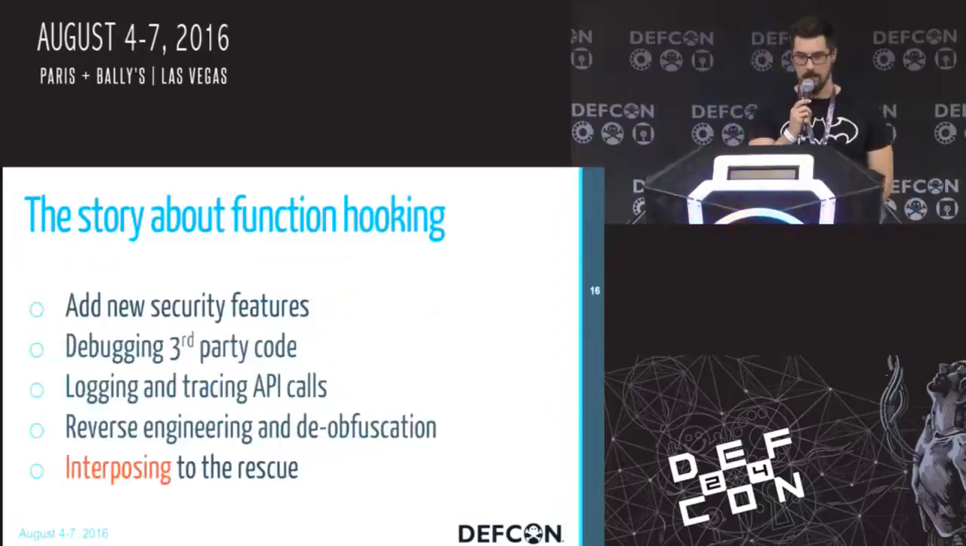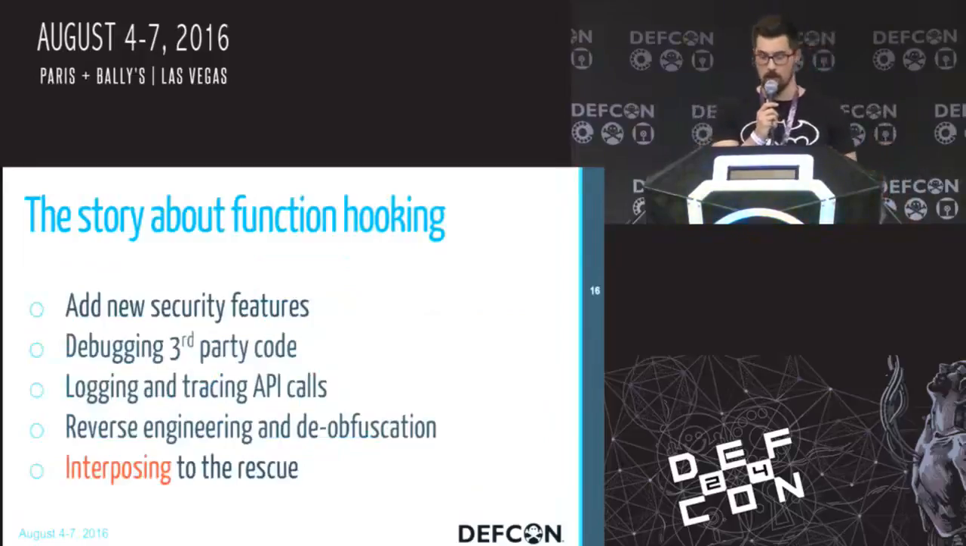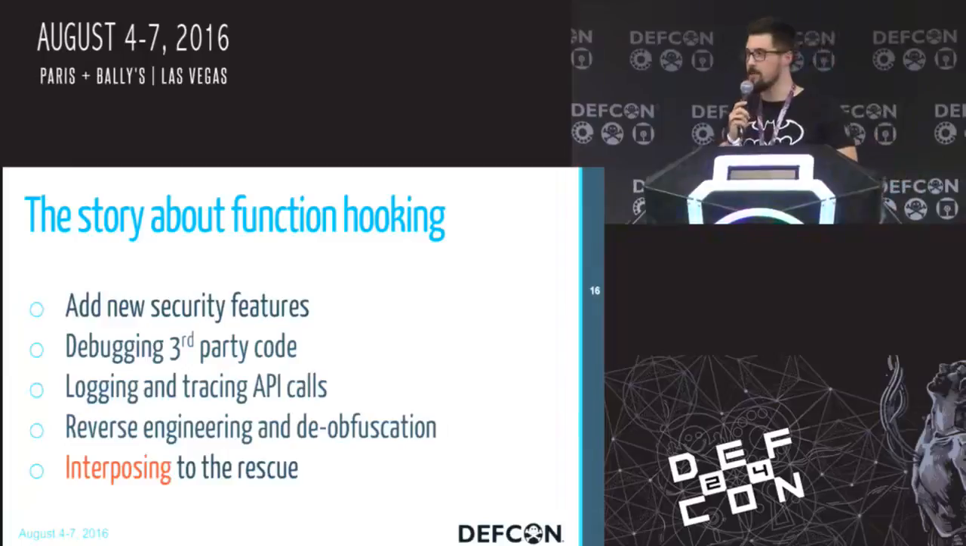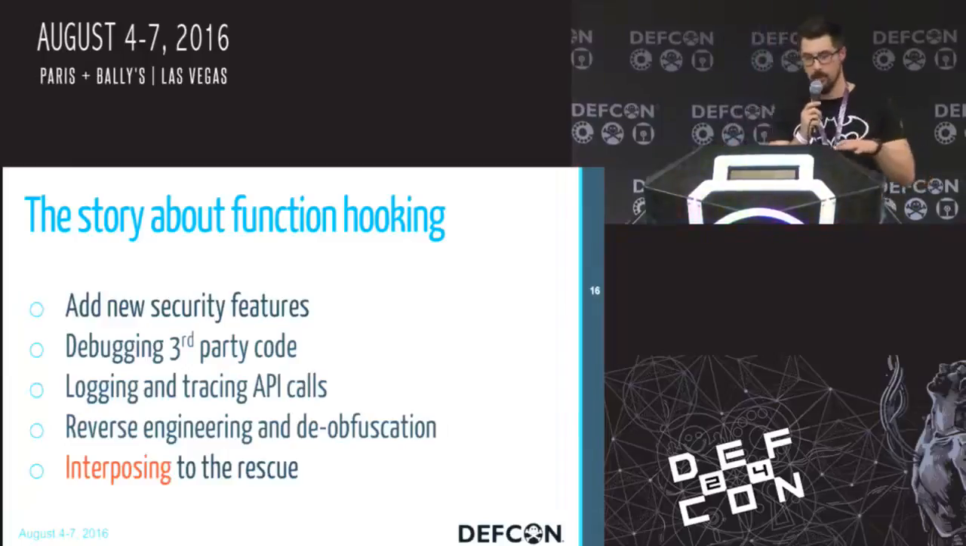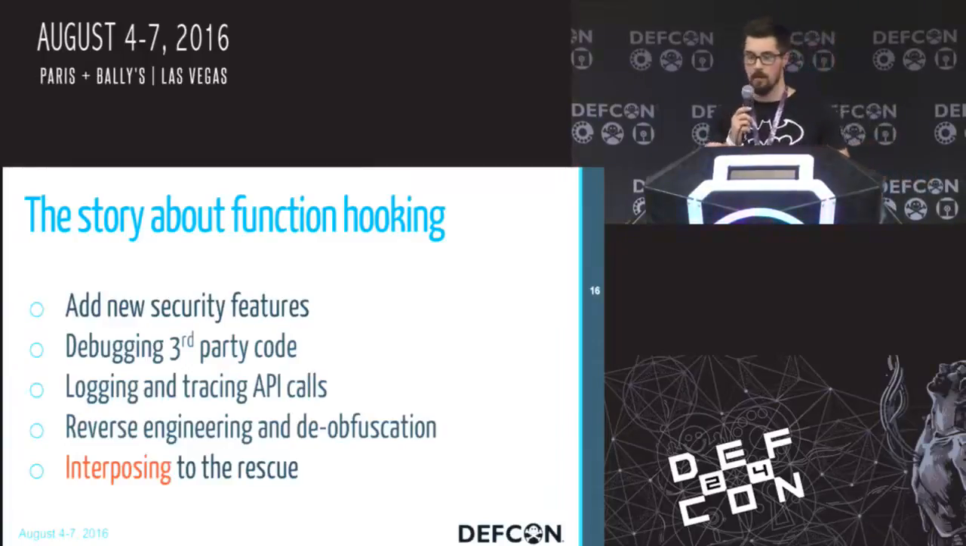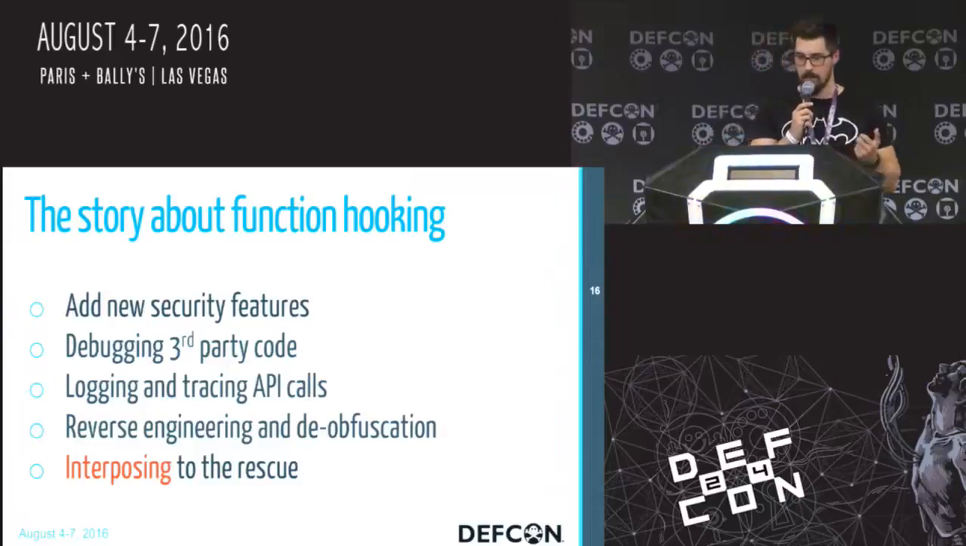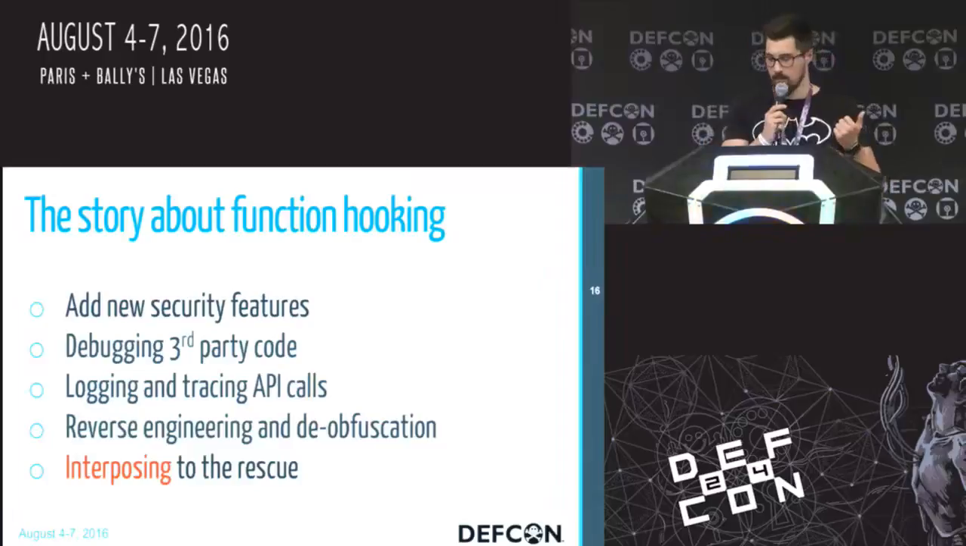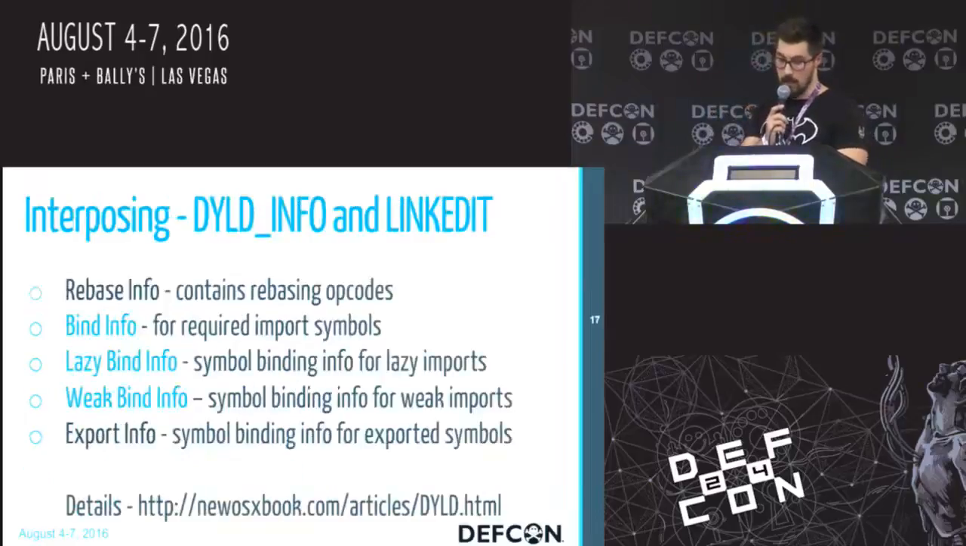Before going to the problem statement, a few words about function hooking. I use function hooking a lot in my work for adding new security features, such as data at rest encryption by hooking low-level open, close, write functions. It's really useful for debugging third-party code, logging and tracing API calls, and could even be used for code deobfuscation. All this time I was using an industry-known method called interposing. This is how it works.